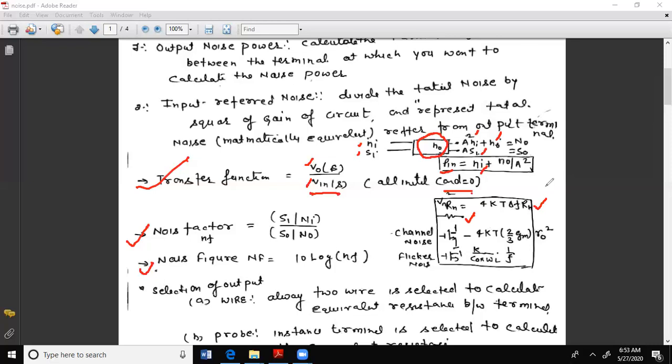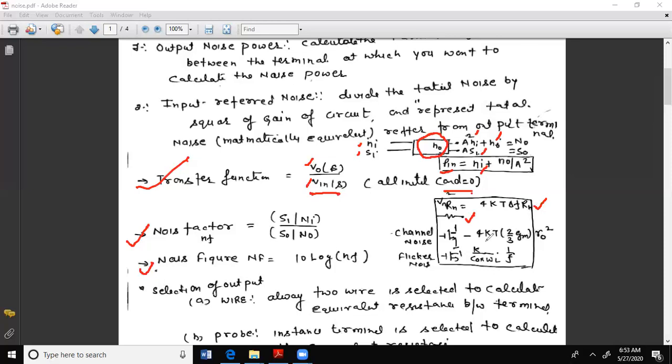R is the equivalent value of resistance and k is the Boltzmann constant, mathematically equivalent to 1.38 into 10 to the power minus 23. T is the temperature in Kelvin, and generally we can simulate at room temperature, taking the value of 27 degrees Celsius, equivalent to 300 Kelvin.